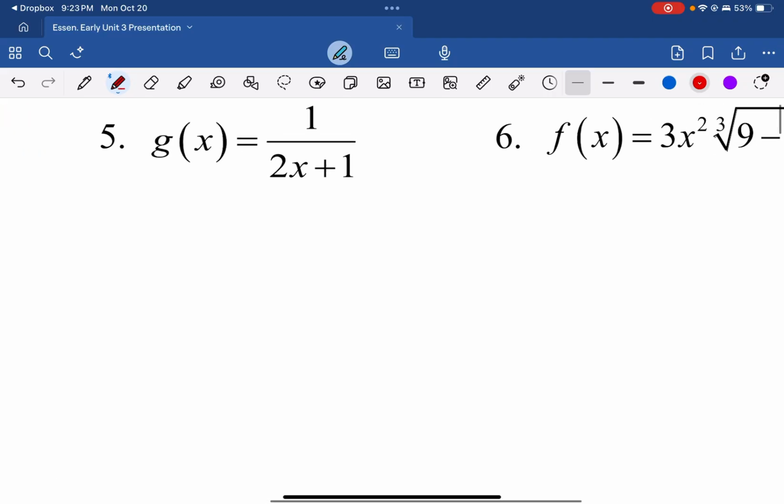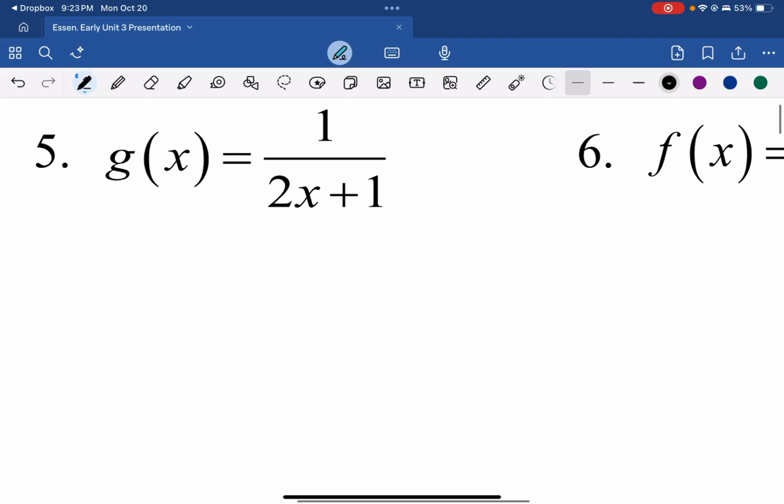Okay, next, number 5. G of x equals 1 over 2x plus 1, right? I could use the quotient rule here, or I can rewrite this function as 2x plus 1 to the negative 1 power, right? So that's using my exponent properties. If it's in the denominator, I can bring it up and write it as a negative exponent. Okay, so we can take our derivative.